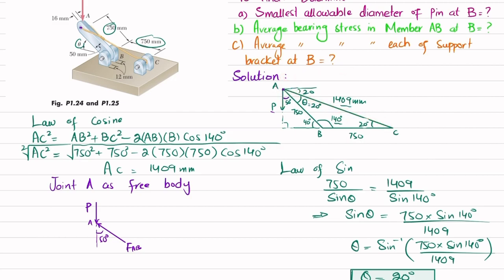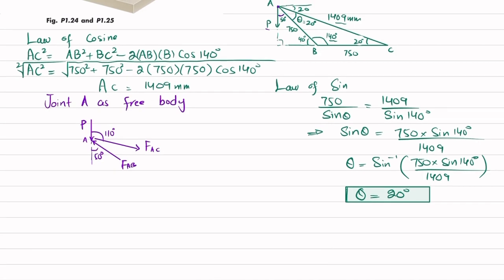So I will take the angle between P and FAC as 110 degree. You can see the load is acting downwards, which causes the stress force in the wire in this direction, and as per Newton's third law, the wire applies a force in this direction, which is FAC. Now we will join this and show it using a force triangle.